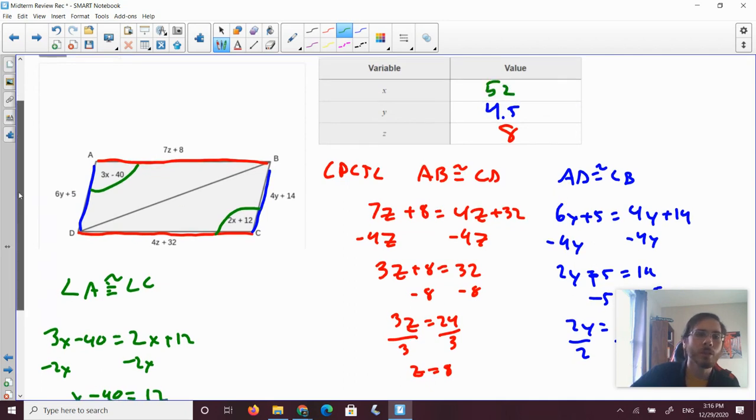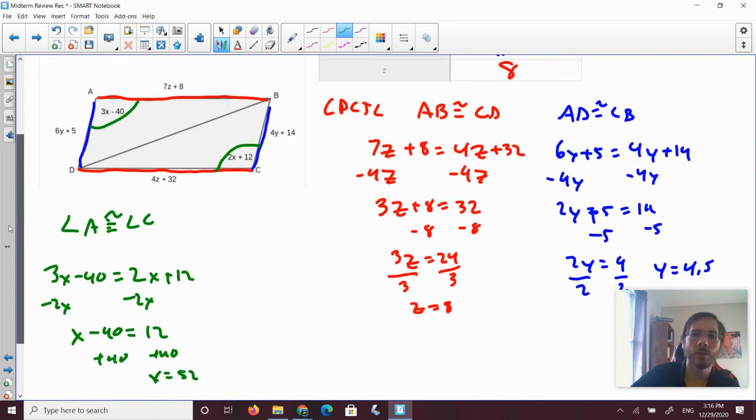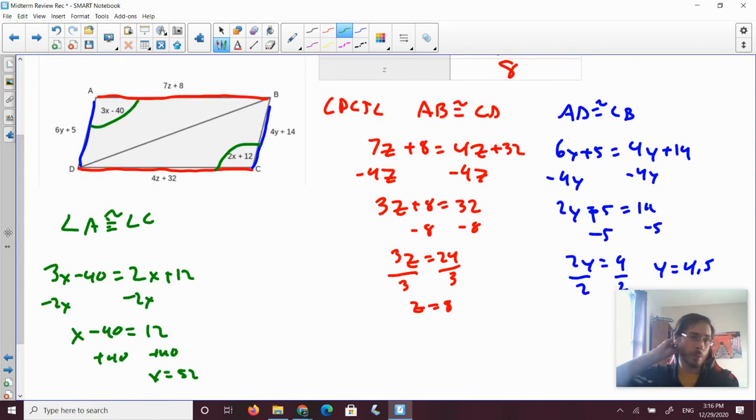And that's it. So this one just wanted us to find x, y, and z. I'm going to put the 52 right there. And we were done. So again, this one just asked for the variables. It didn't ask us to find the sides, which it could do. Didn't ask us to find the angles, which it could do. This one we just wanted to find out what x, y, and z were, so we did. So I guess we're done with this one.